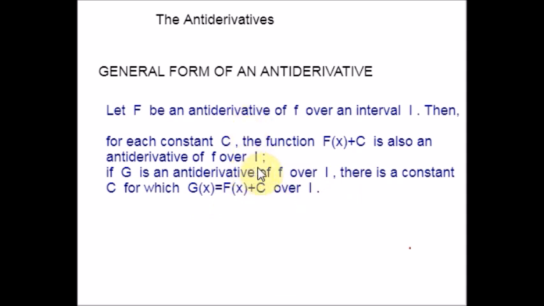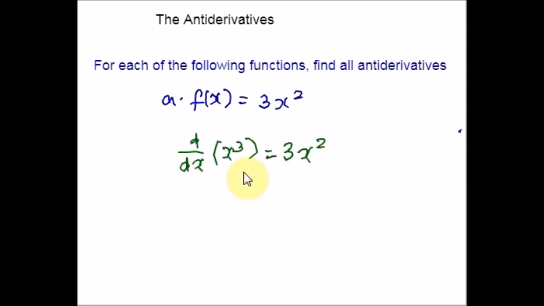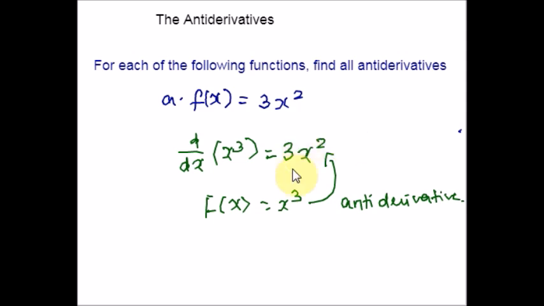Now we can use this fact and our knowledge of derivatives to find all the antiderivatives for several functions. Let me take a few examples. Here is an example. For each of the following functions, find all antiderivatives. Let us start with part A. f of x is equal to 3x square. We can find the antiderivative because d over dx of x cube is equal to 3x square. Am I right? Let me write it on the board. So if this is true, we can say that F of x is equal to x cube, which is an antiderivative of 3x square. Hope you're clear with this step.